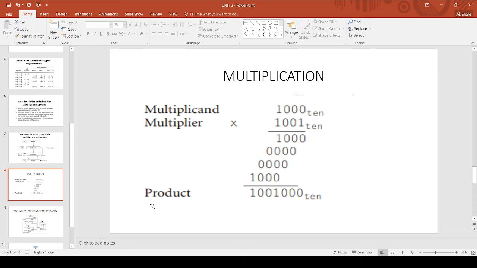In the binary system, the partial products are easily defined. When the multiplier bit is 0, the partial product is 0. When the multiplier bit is 1, the partial product is the multiplicand. The final product is produced by summing the partial products. Before the summing operation, each successive partial product is shifted one position to the left relative to the preceding partial product. Here, each partial product is shifted to the left before adding. If the multiplier bit is 1, the result is the same as the multiplicand. If the multiplier bit is 0, the result is 0.